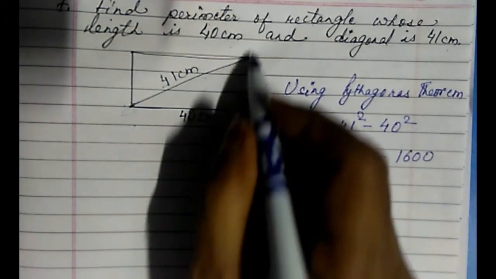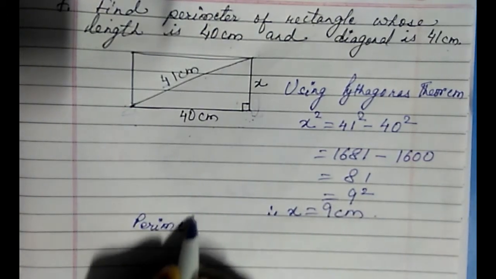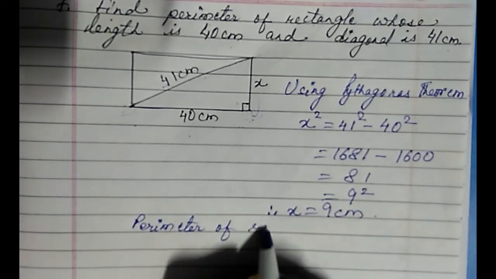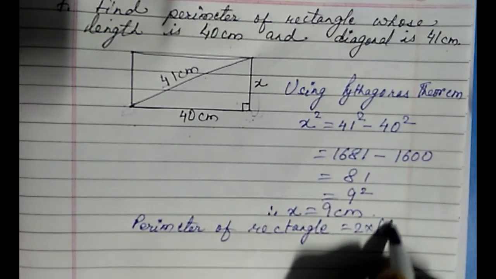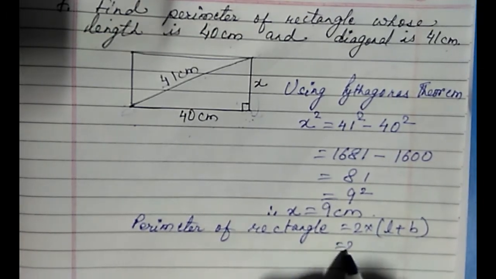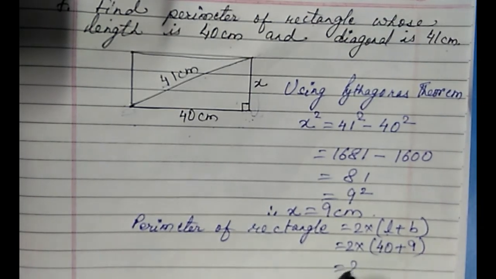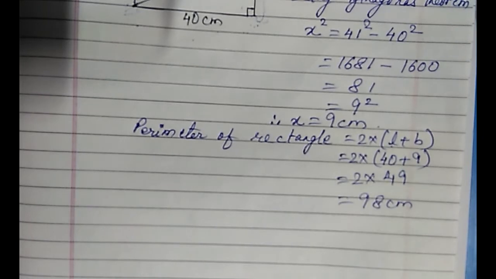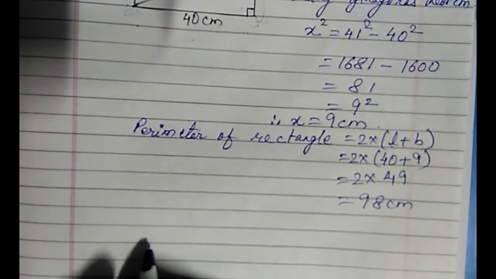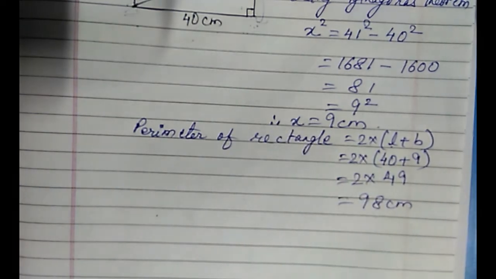Now x was my breadth. How to find the perimeter of a rectangle? Perimeter of a rectangle is 2 multiply L plus B. So 2 multiply L is 40, B is 9. So this is equal to 2 into 49. That is equal to 98 centimeter. So that was it. We had to find the perimeter and perimeter of the rectangle is 98 centimeter.